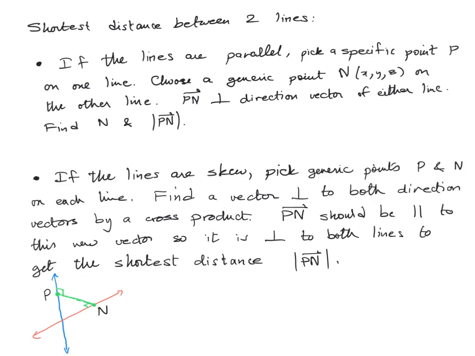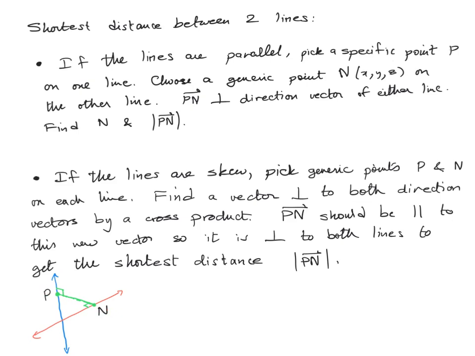And you find a vector that's perpendicular to both direction vectors, so the vector for the blue line and the vector for the red line, the direction vectors. You do a cross product of those two vectors. They are not parallel vectors because otherwise that would have been this scenario. So they will have a cross product, and that new cross product is perpendicular to both of them. So it's going to be parallel to the segment PN that you're trying to find.